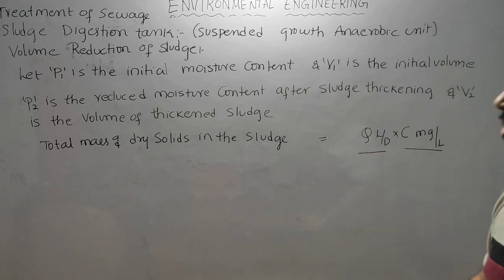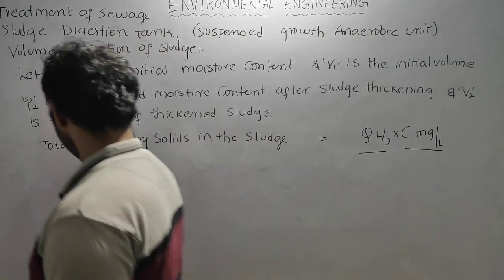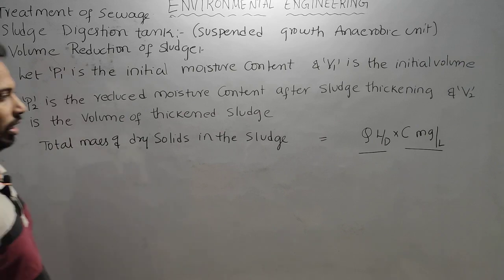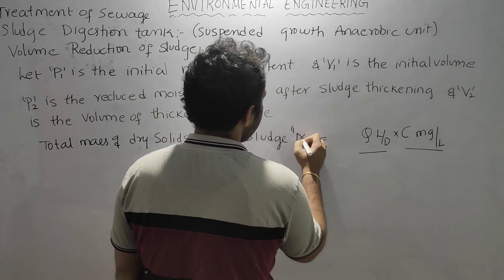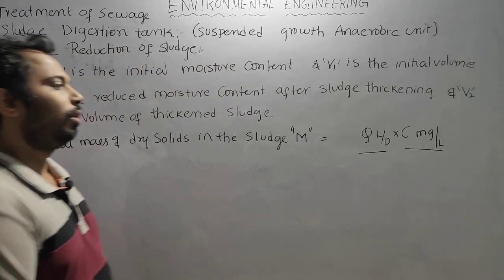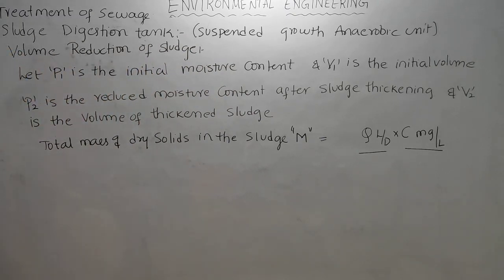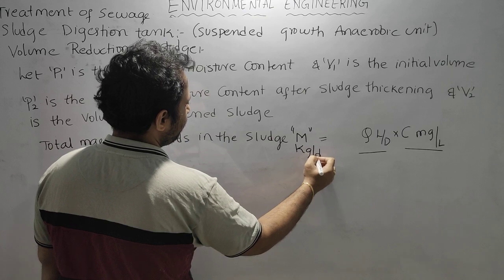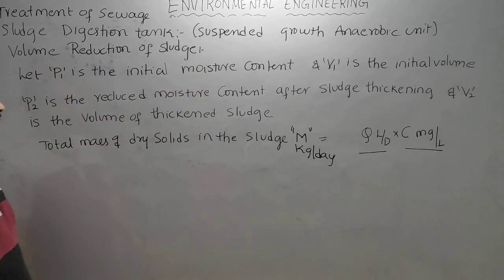This is the total amount of water that is coming into the system. So the total mass of the dry solids in sludge, let us take it as M. M is equal to Q into C. That M value will be taken in kg per day. So this is the mass of the dry solids, or simply the mass of the solids inside the sludge.